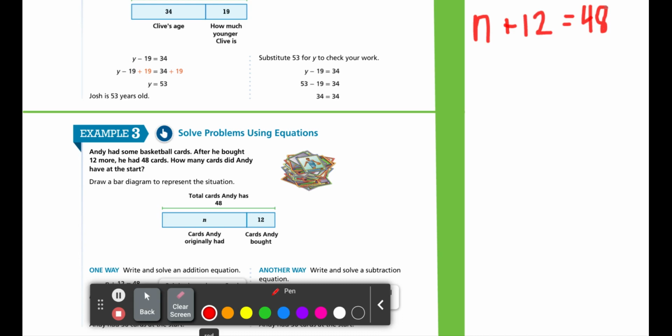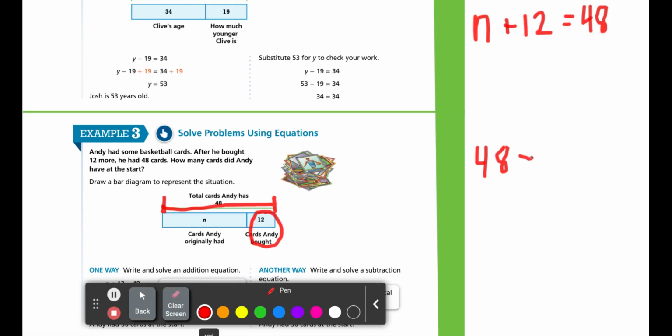The second equation that we could have written would have been, okay, well, Andy finishes with 48 cards, right? So I can start with that total. I could start with the whole amount. So if I have the 48 and I subtract one part of it, the 12, then I'm going to equal the n cards that he originally had. So now we have two equations here that we have to solve. Let's start by solving this top equation.